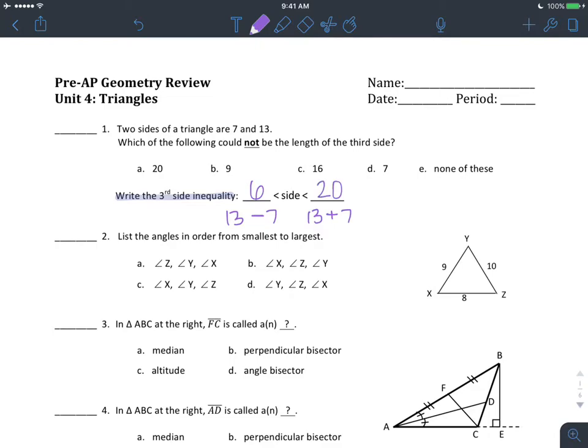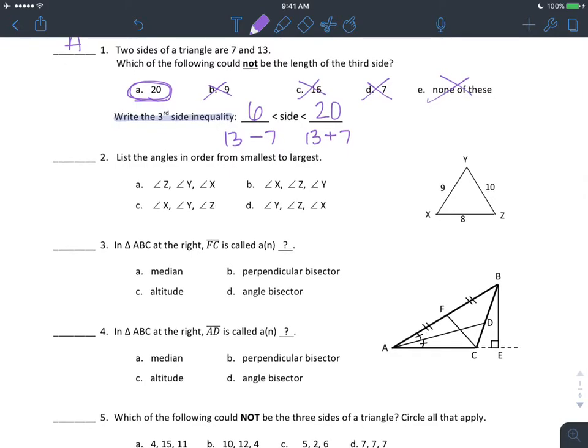Okay, so 20 is not less than 20, so that could not be a third side. 9 is in between, 16 is in between, and 7 is in between. So it has to be a 20.